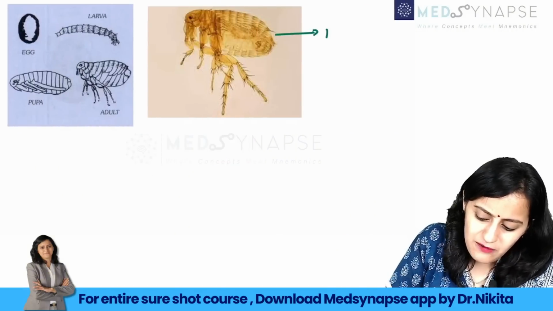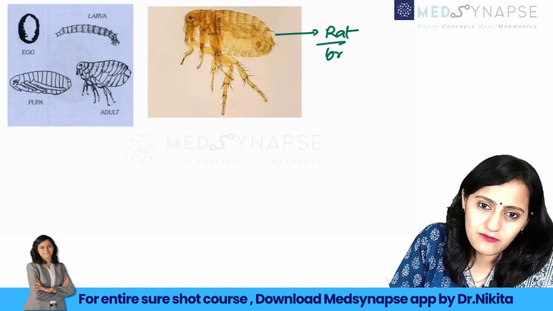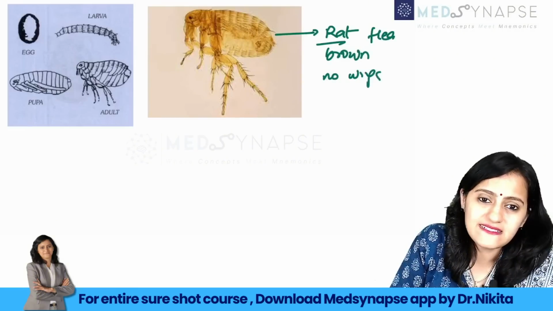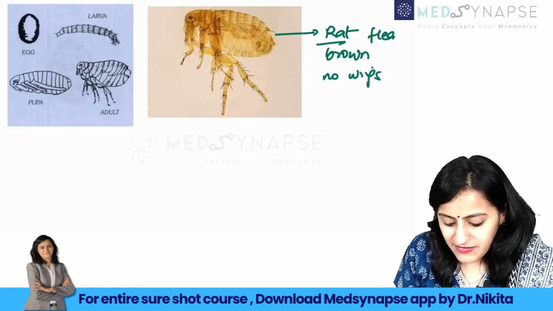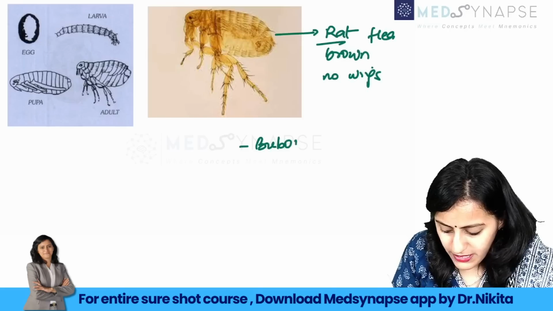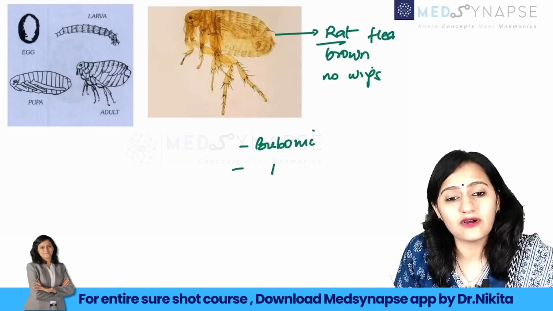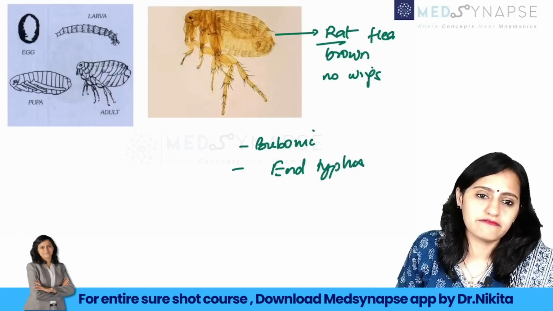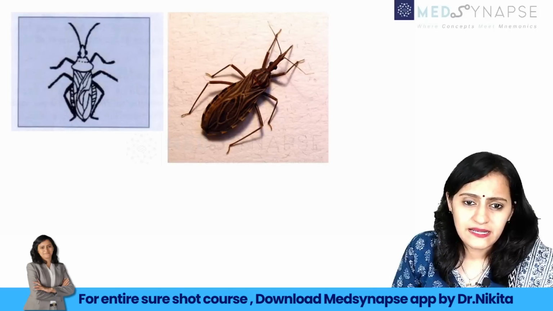What is this? Brown color, like a rat or mouse, brown color. This is the rat flea which does not have wings. Okay, this is the rat flea. Rat flea causes bubonic plague and it causes endemic typhus. Okay, endemic typhus.